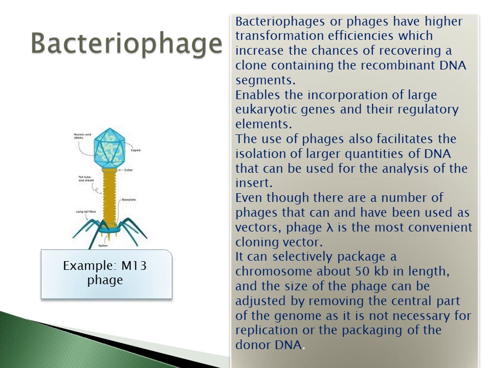Even though there are a number of features that can be used as vector, phage lambda is the most convenient cloning vector. It can selectively package chromosome up to 50 kb, and the size of phage can be adjusted by removing the central part of the genome, which is not necessary for replication or packaging of donor DNA. And an example of this is M13.